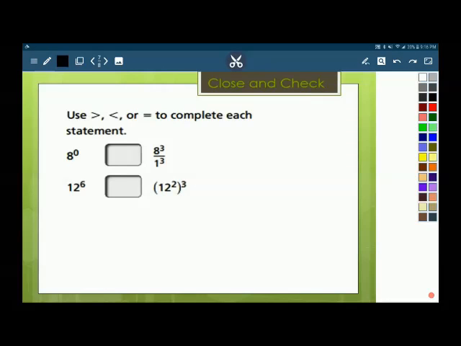All right, I've got a couple of last close and check questions for you I'd like you to try to complete on your own. Please make sure you ask any questions if you have them. And if you're having trouble with any of these, make sure you pause the video, raise your hand, and get the help that you need.